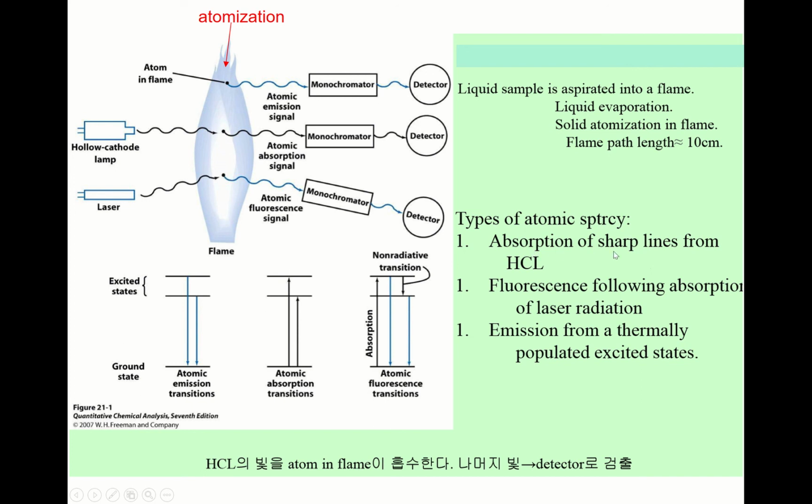Atomic absorption is absorption of sharp lines from a hollow cathode lamp. In atomic fluorescence spectroscopy, it is fluorescence following absorption of laser radiation. And for atomic emission spectroscopy, emission is from a thermally populated excited state. All right.